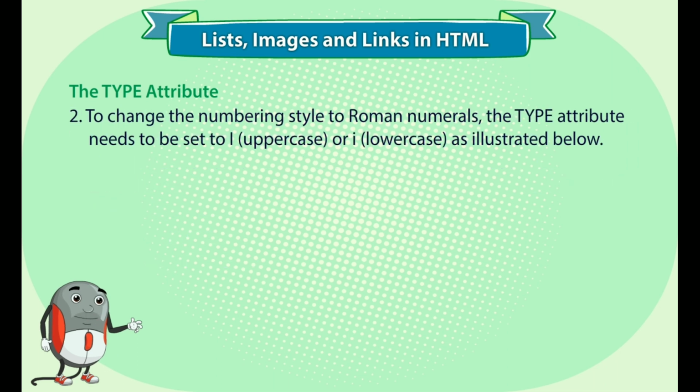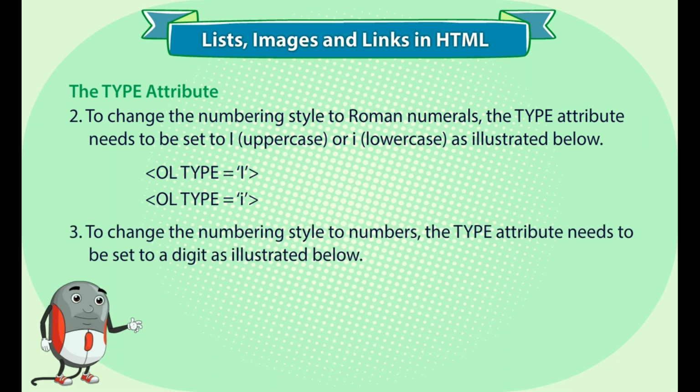2. To change the numbering style to Roman numerals, the type attribute needs to be set to I uppercase or i lowercase as illustrated below. OL type equals I uppercase. OL type equals i lowercase. 3. To change the numbering style to numbers, the type attribute needs to be set to a digit as illustrated below. OL type equals 1. OL type equals 4.